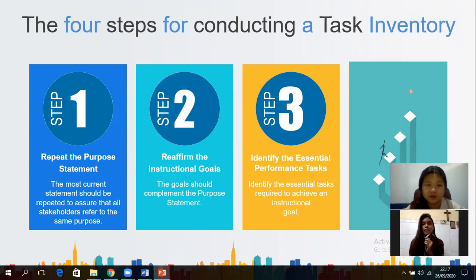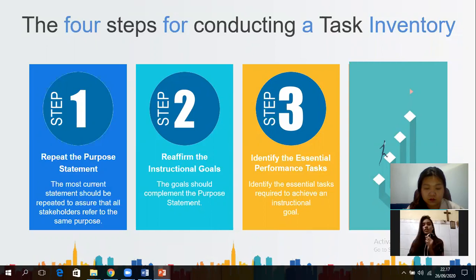So these are the four steps for conducting a task inventory. The first step that you have to do is to repeat the purpose statement. The most current statement should be repeated to assure that all stakeholders refer to the same purpose.